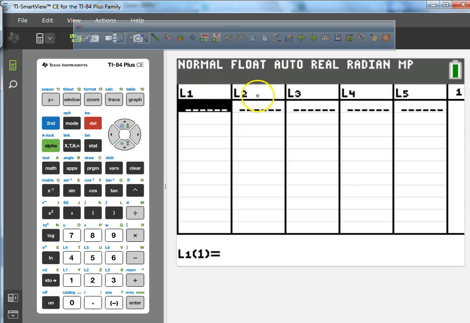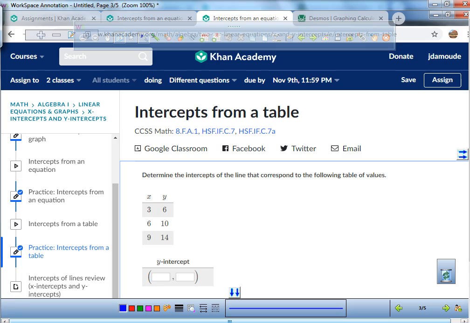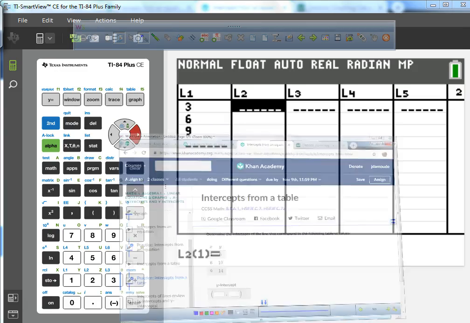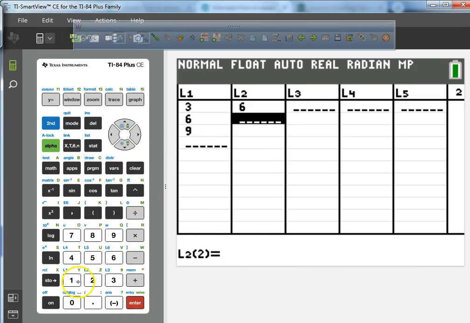L1 represents your x values. L2 represents your y values. I'm going to type in a 3. Now I think it goes to a 6 and a 9. Alright, let me go back and take a look at it. 3, 6, 9, and 6, 10, 14. Okay, there we go. Now this is a linear function.